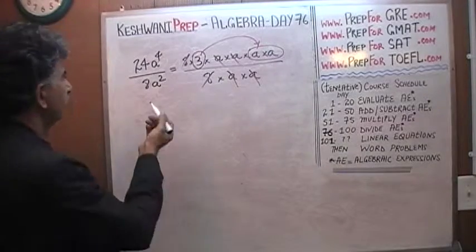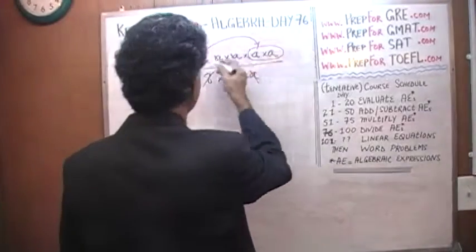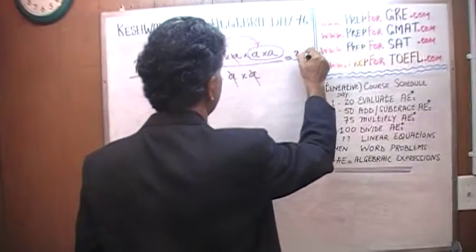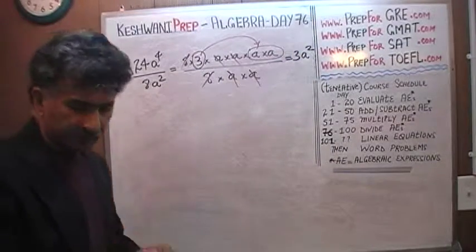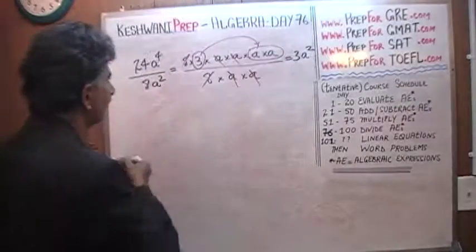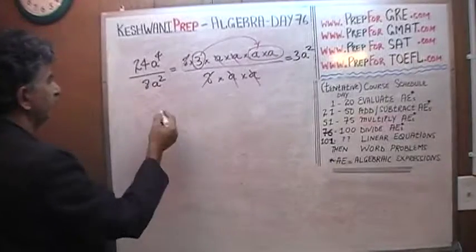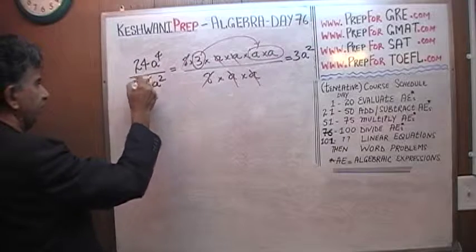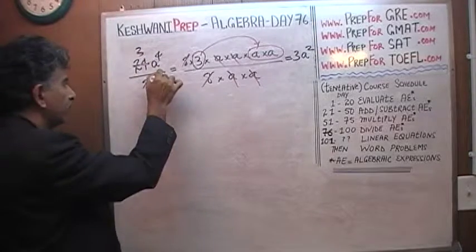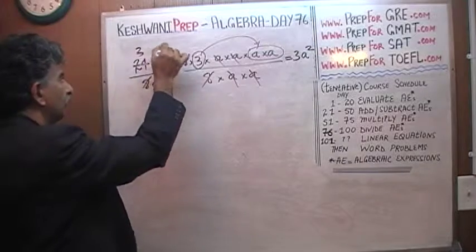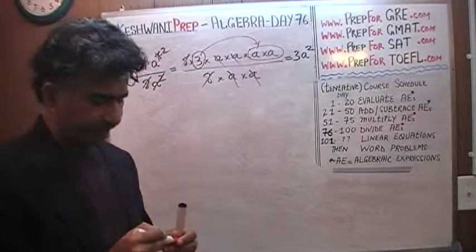Alright, so the answer here is 3a squared. How could we have shown the same work in a more grown-up method without showing all this intermediate step? Well, like this. If you divide the top and the bottom by 8, the 24 becomes 3. If you divide the top and the bottom by a squared, this a squared goes away and this 4 will become 2. Voila. That's it.